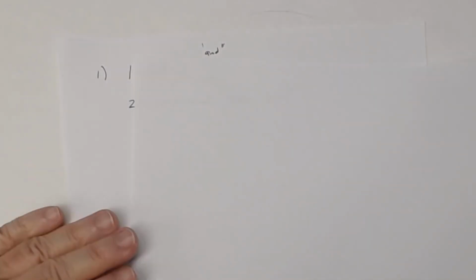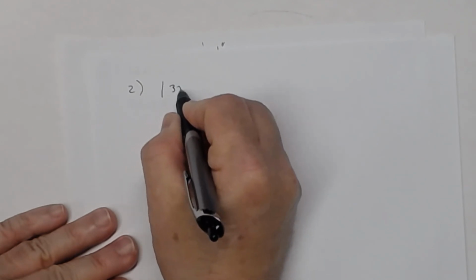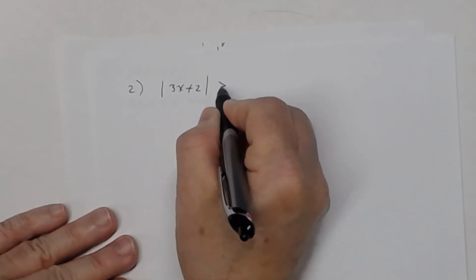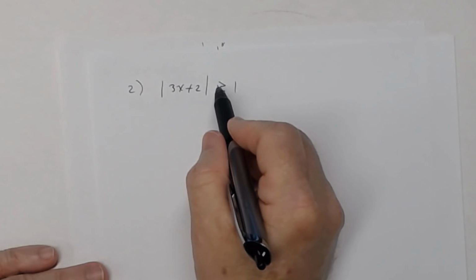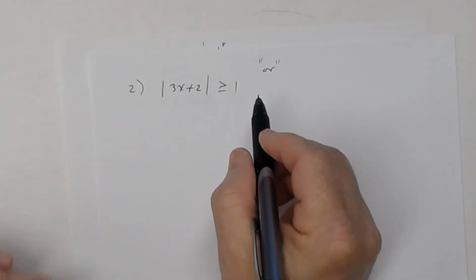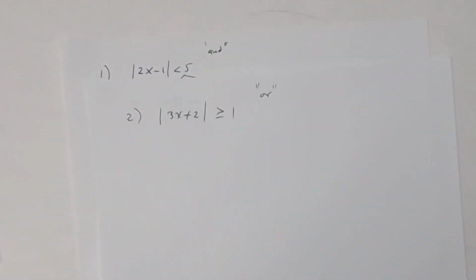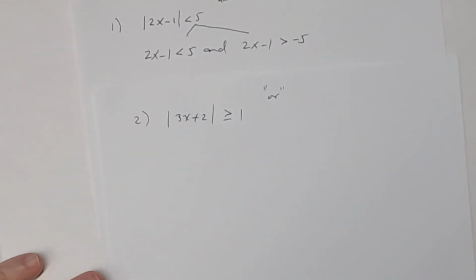The second one was this. So we have the absolute value of 3x plus 2 is greater than or equal to 1. Notice this is greater than, right? So that's going to be an or statement. So greater, think greater, or. That's going to be an or statement. So how does that look differently? Well, this is the way it looks differently.